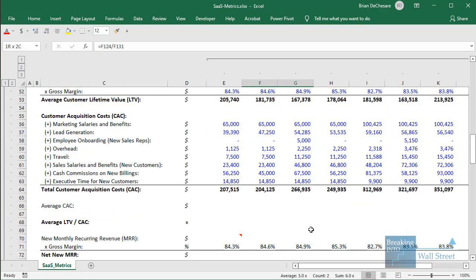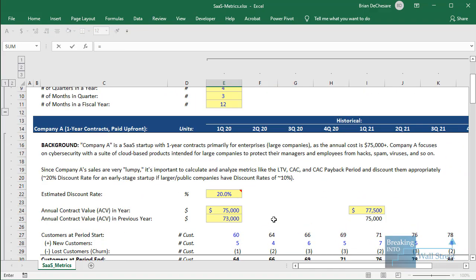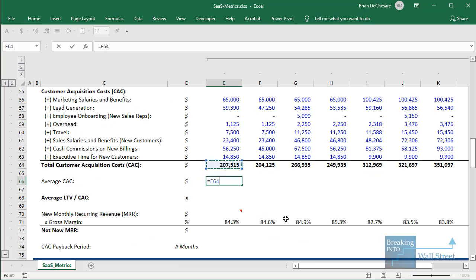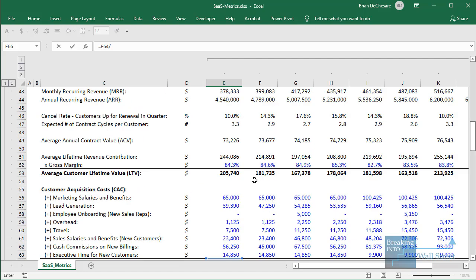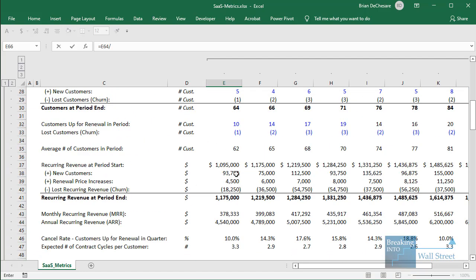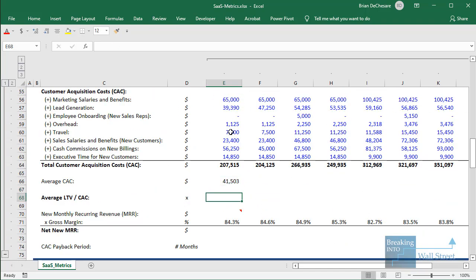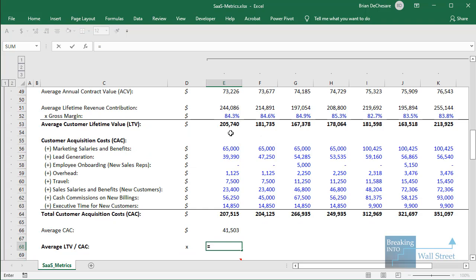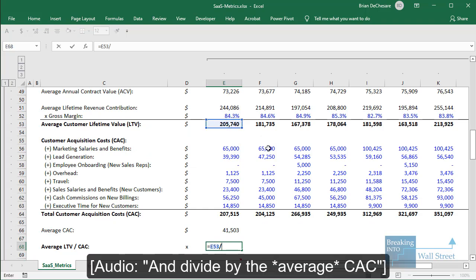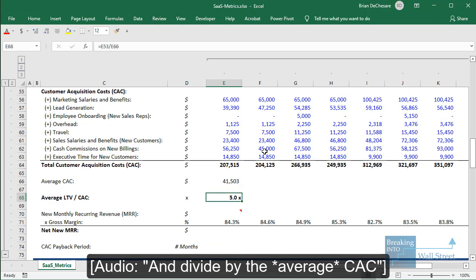Now, if you go up and you look at this number for company A here as I label them, if we take the customer acquisition costs and we divide by the new customers in the period. So let's go up and get that new customers right there. And then we'll get the average customer lifetime value, divide by the CAC.